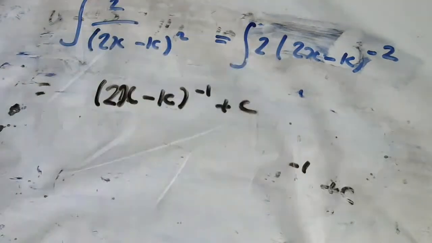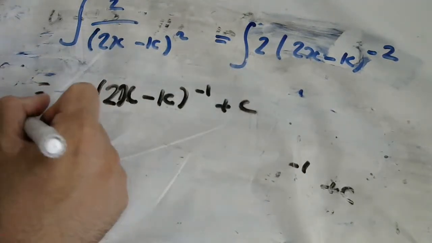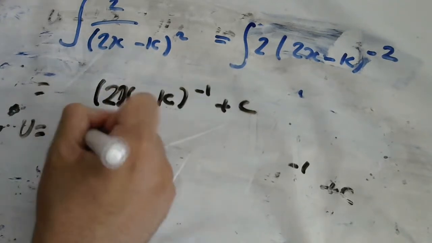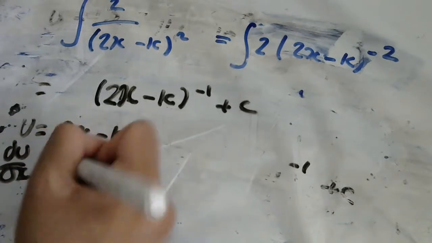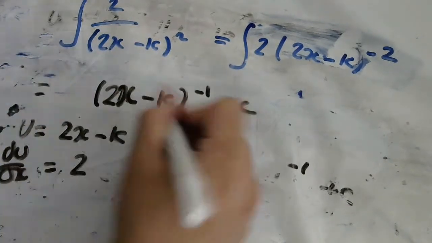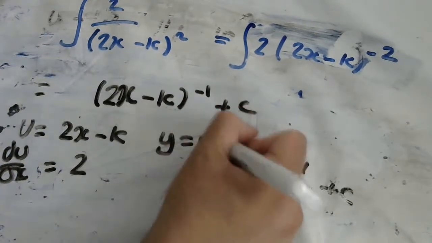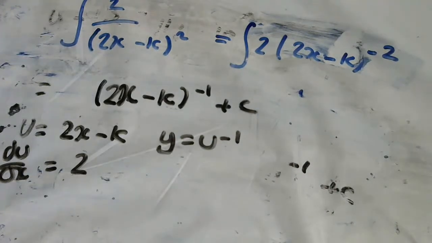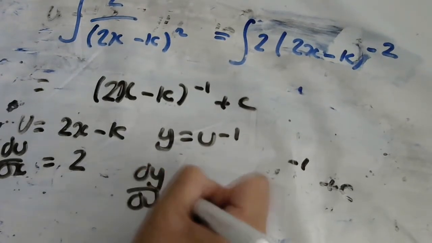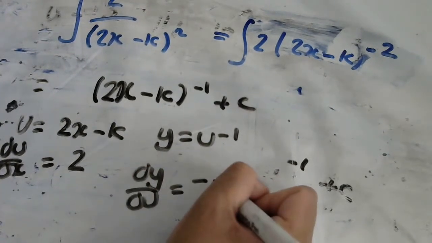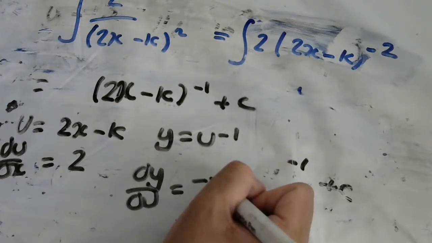Do we come back to here? Well, let's find out. So we would go that u equals 2x minus k. And if you differentiate that, so du dx, you just get 2. Y would be u to the minus 1. And if you differentiate u to the minus 1, you're going to get dy du is minus. So what are you going to get there?